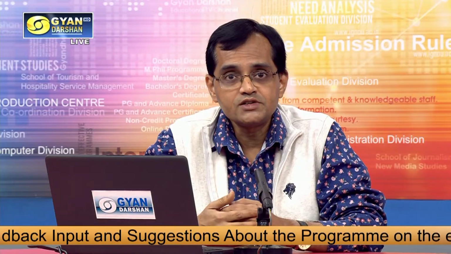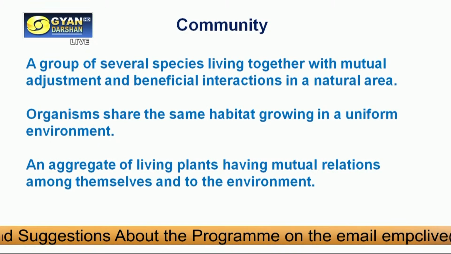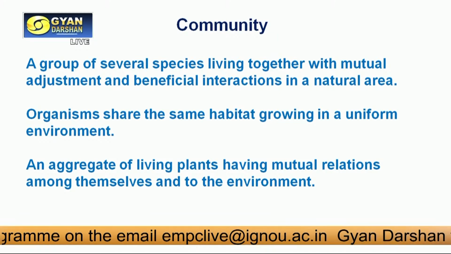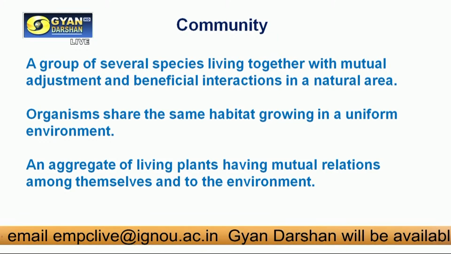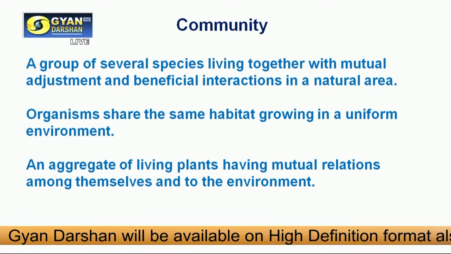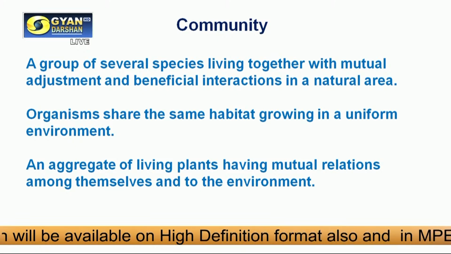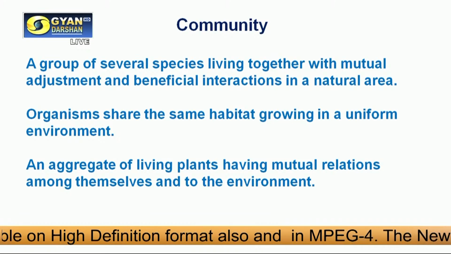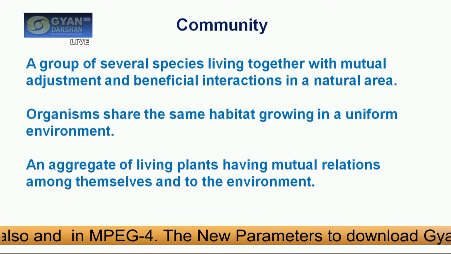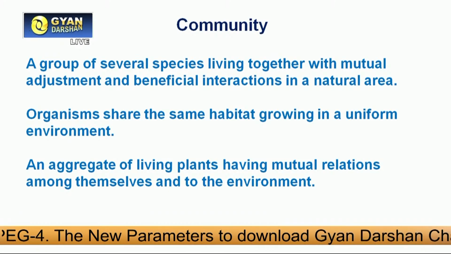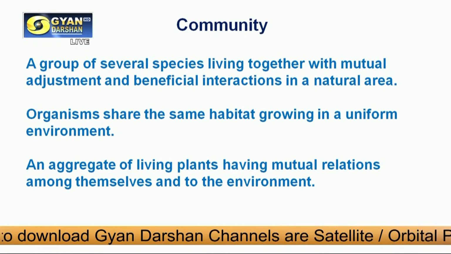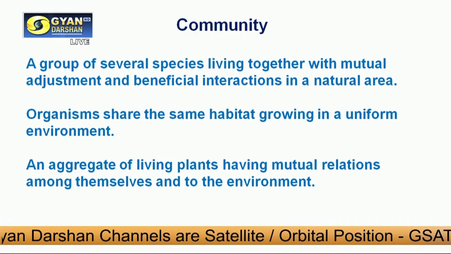What is meant by community? It is a group of several species living together with mutual adjustment and beneficial interactions in a natural area. So basically it's a collection of different species which is present in a particular area. And obviously the organisms which are present, it can be plant, it can be animal, they share the same habitat growing in a uniform environment. So basically it is an aggregation of living plants.